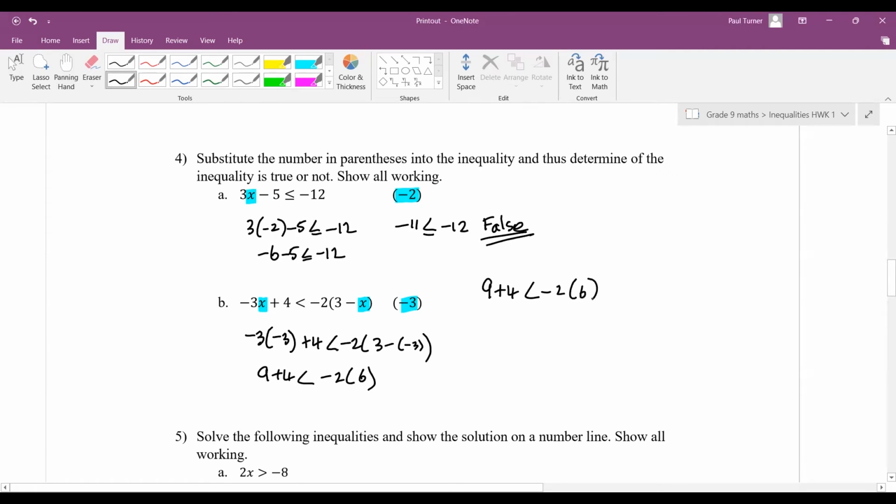We'll just write it again. So 9 plus 4, that's 13, less than -2 times 6, -12. So we can see that 13 is actually greater than -12. So this is also false there.